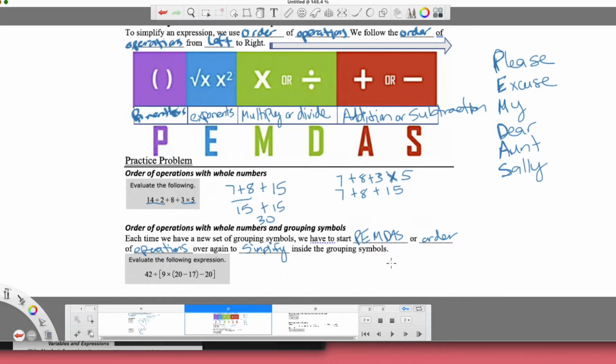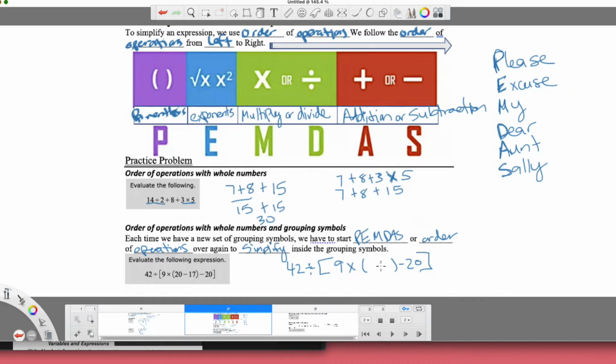All right, so what does that mean? So down here we can see I have 42 divided by, there's these brackets with all of this information in, and then I also have parentheses in here. So what we always want to do when we have more than one grouping symbol is go to the innermost grouping. So the innermost grouping is the 20 minus 17. So I'm going to go 42 divided by 9 times, and I'm going to simplify this innermost grouping first. So we're going to work from the inside out when we have grouping symbols.